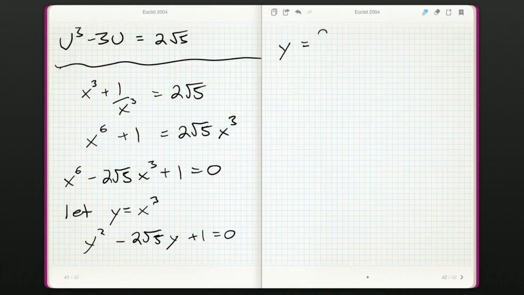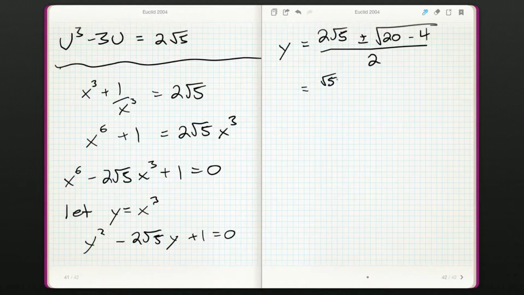So y would be negative b plus or minus the square root of b squared, so that'd be 20 minus 4ac. Ooh, I like that because that's going to be 16, all over 2a. So this will be root 5 plus or minus 4, but 4 divided by 2 is 2. So that's y, that's x cubed. So x would have to be the cube root of one of these.